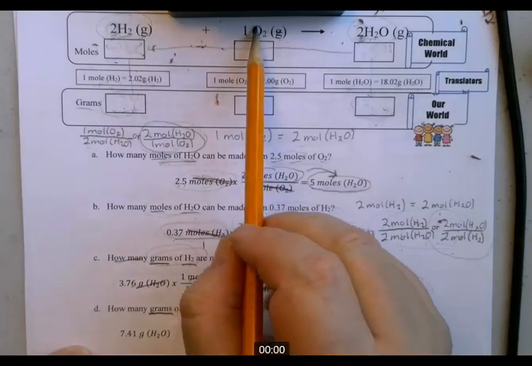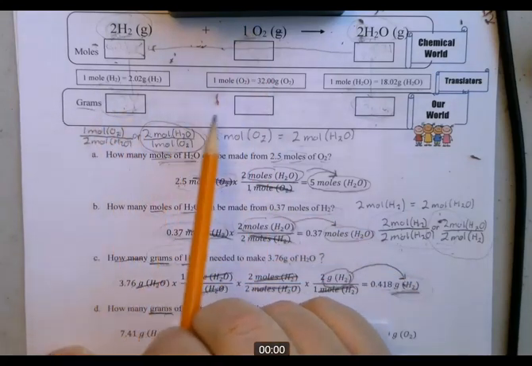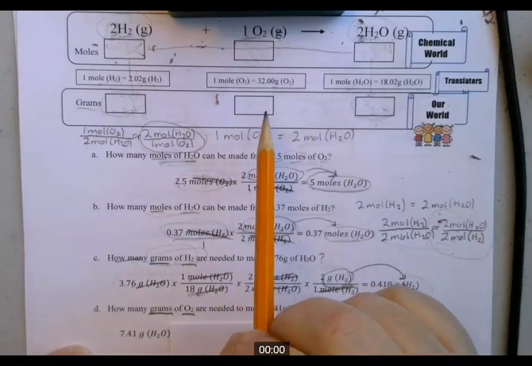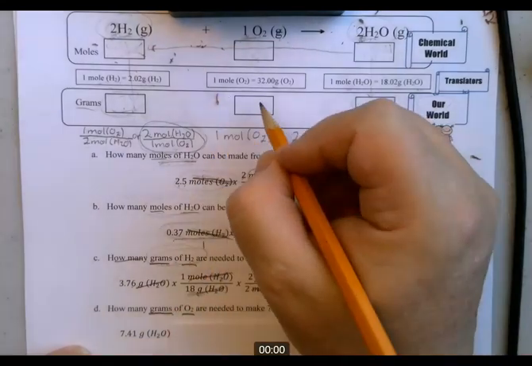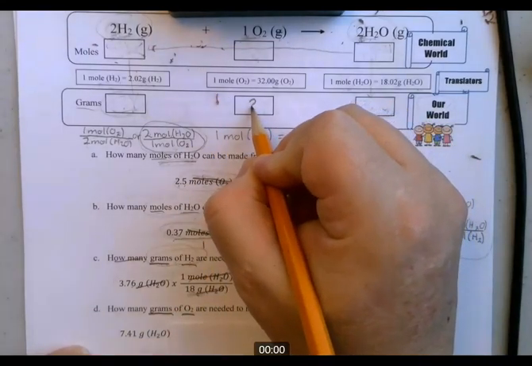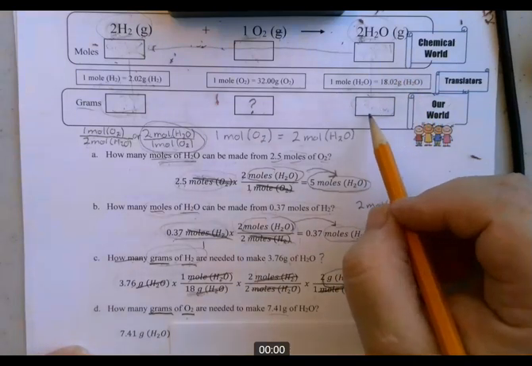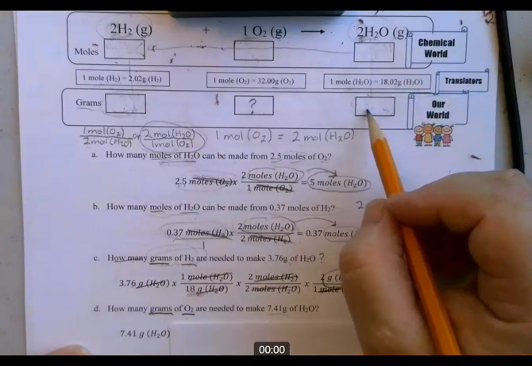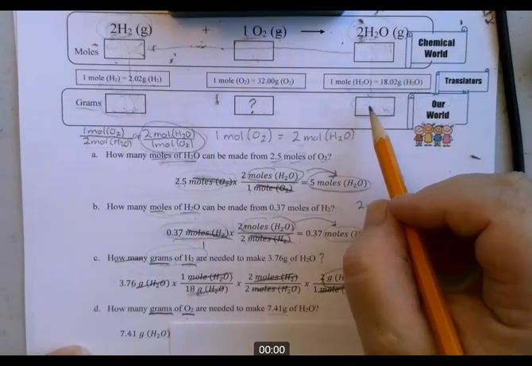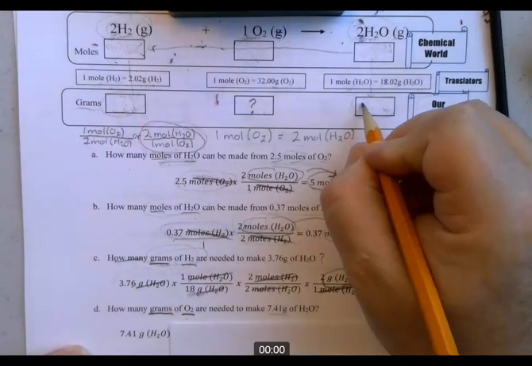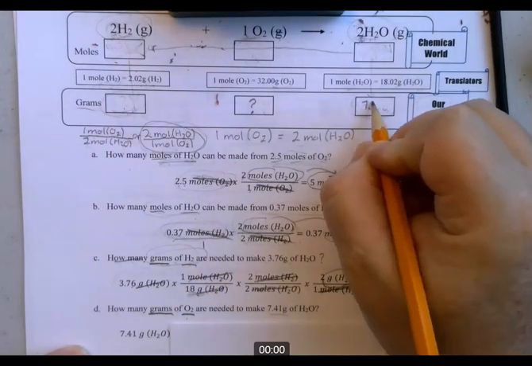What are we looking for? Here's the O2 column, and we're down here in the grams row. That's our world. So they want to know how many grams of O2 do we have to measure out. So I'm going to put a question mark there. It's asking us for that. How many grams of O2 are needed to make 7.41 grams of H2O? So we want to end up where, when we're done with our experiment, we take the H2O that's in a beaker or a flask, and we have 7.41 grams.